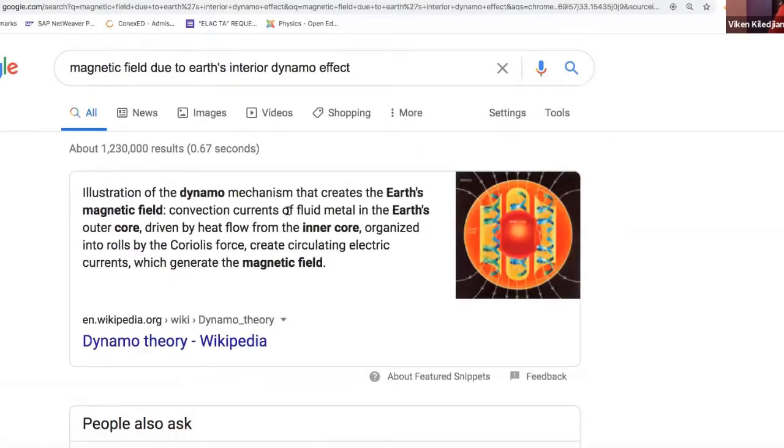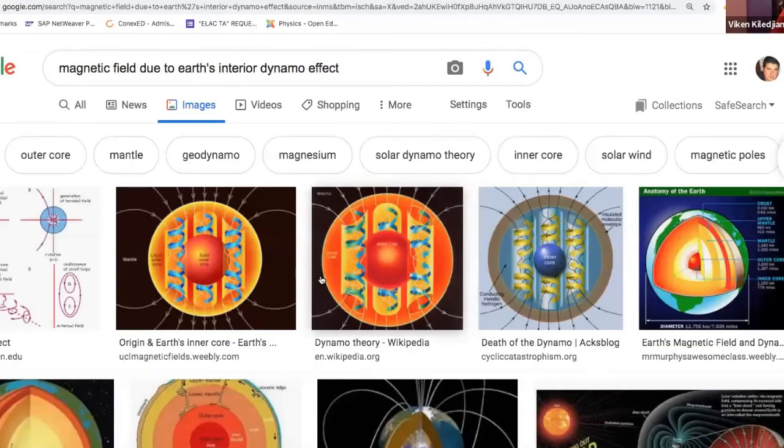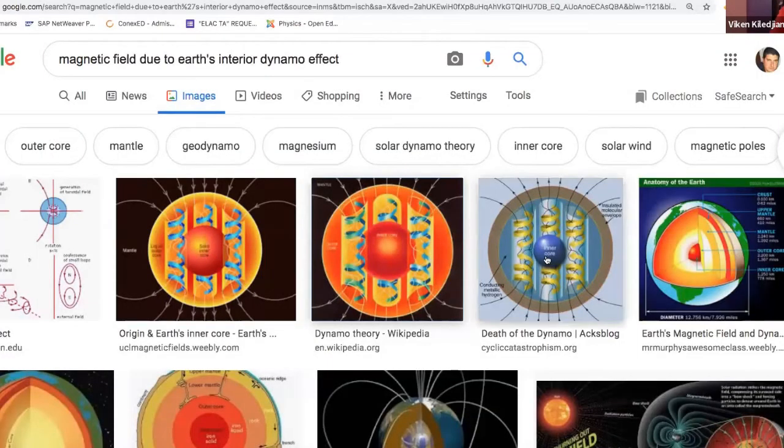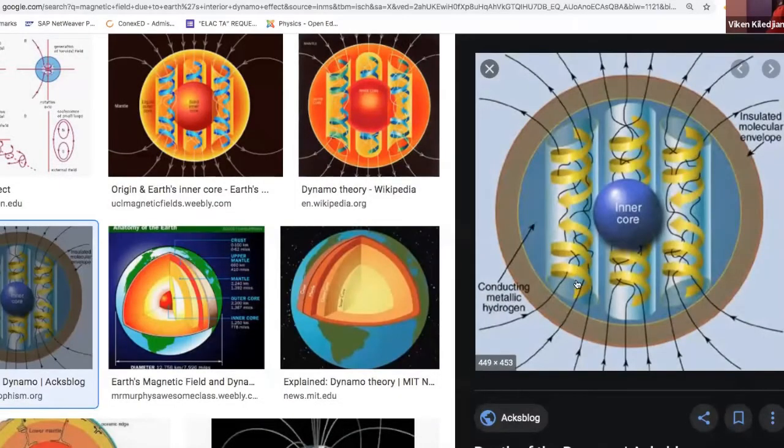You see? The dynamo mechanism is showing how planets and stars create strong magnetic fields. So this is our computer animated model of how magnetism is created inside the core of planets. You see here, it's almost like a solenoid. The vortex goes like this and creates a magnetic field going out and coming back in. So it's almost like you have a bunch of solenoids.